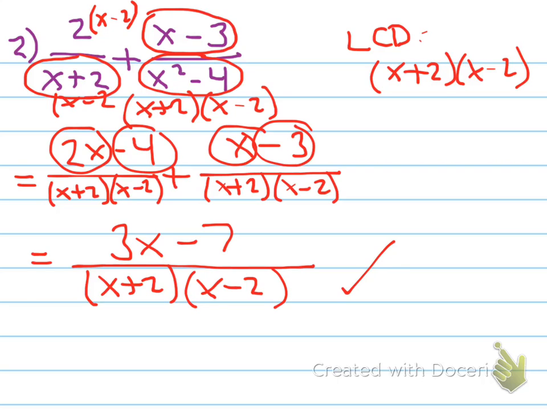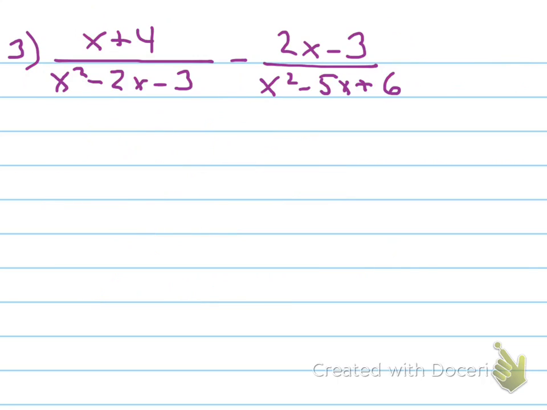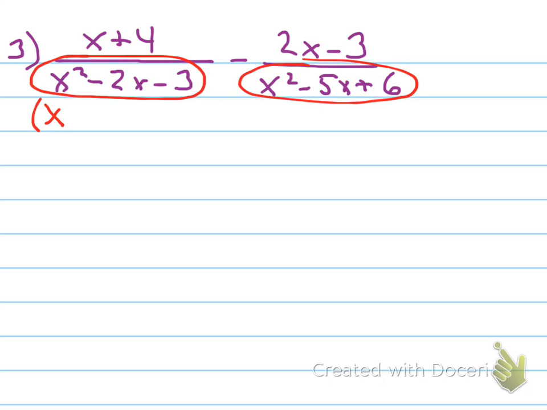Okay, let's look at two more and see how they get a little trickier as we go along. Okay, so we have two fractions here. They look a little messy. First thing I do want to do is I need to establish the factors. So I'm going to take both of these denominators, and I am going to factor them. I have x minus 3, x plus 1. And I also have x minus 3, x minus 2.